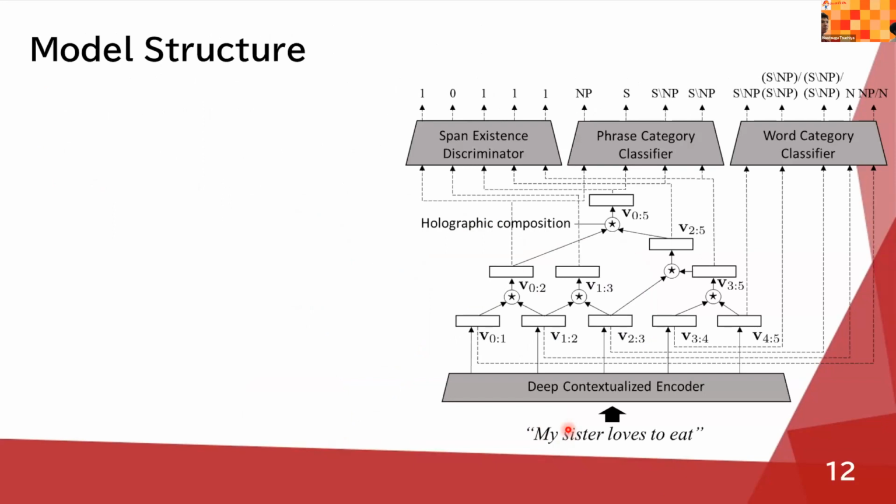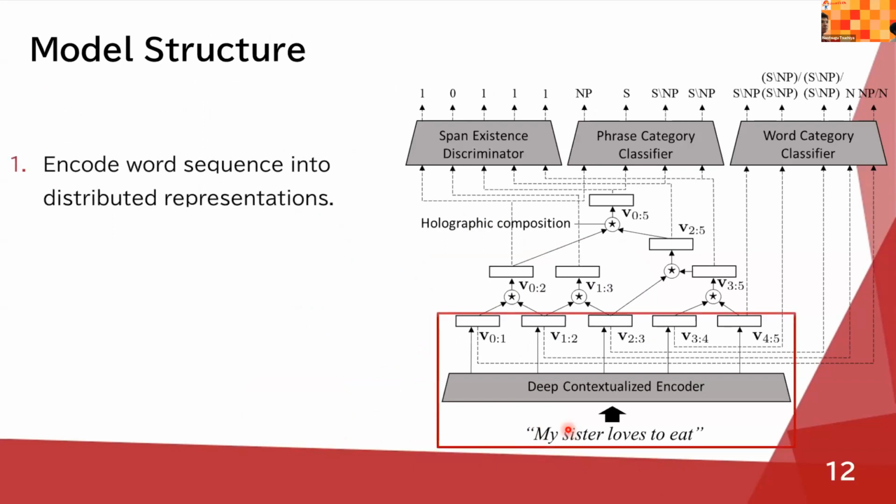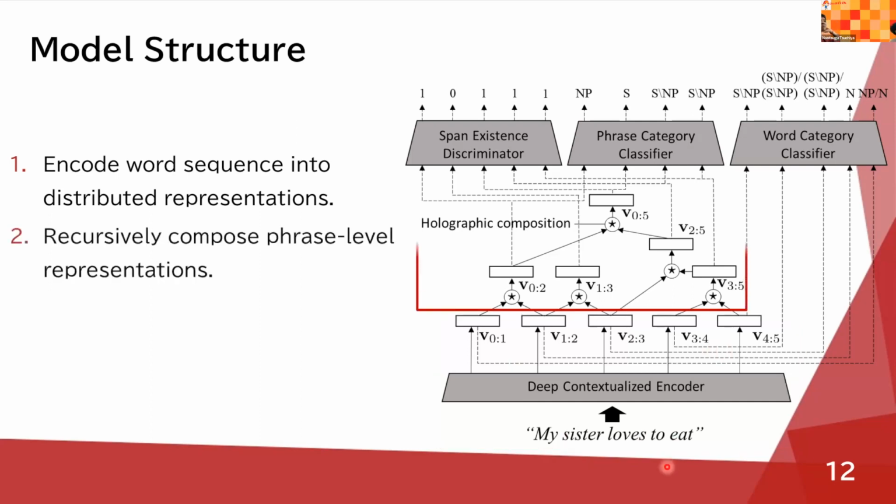And this is the model structure of HoloCCG. Firstly, the sentence is encoded into the distributed representation by a deep contextualized encoder like BART or RoBERTa or something like that. And V0 corresponds to "my", V1 to "sister", V2 to "loves", V3 to "to", V4 to "eat", something like that. And then this kind of word-level representation is recursively composed into the phrase-level representation.